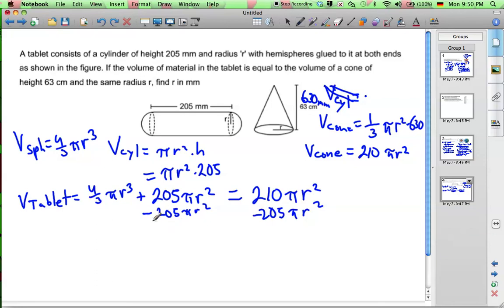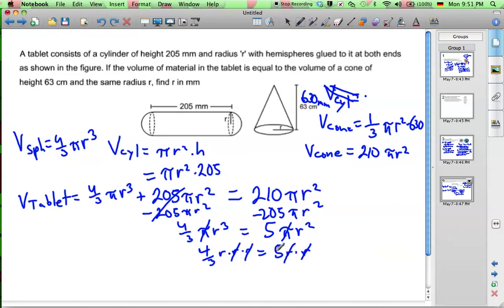And we end up with over here 4/3 pi r cubed equals 5 pi r squared. And we can divide both sides by pi. The pi's will cancel. We've got r squared here and r cubed here. So let me rewrite this another way. This is r times r times r. Here we have 5 times r times r. So we can divide both sides by r twice, or divide both sides by r squared.